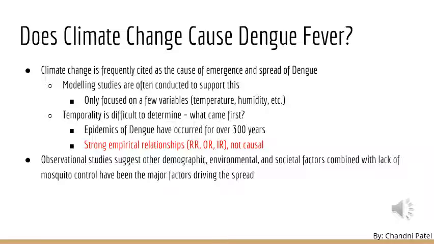Climate change is frequently cited as the cause of dengue. However, these studies are predictive modeling studies. They're flawed because they only focus on a few variables such as temperature, humidity, and rainfall.